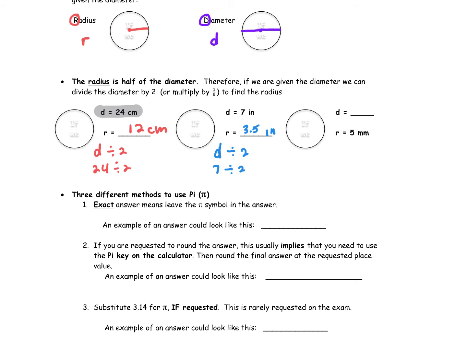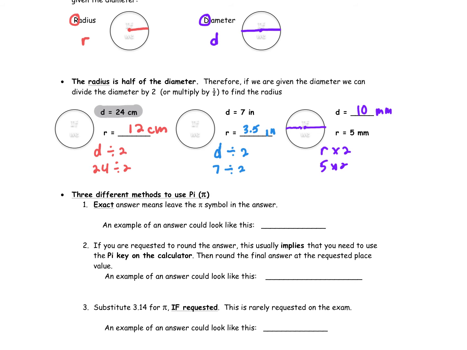So with that relationship, if I want to find the diameter but I'm given the radius, I take the radius times 2, not divided by 2, but times 2, because the radius is halfway across and the diameter goes all the way across. It's like having two radii together. So we would put 5 times 2, and this would be 10 millimeters.